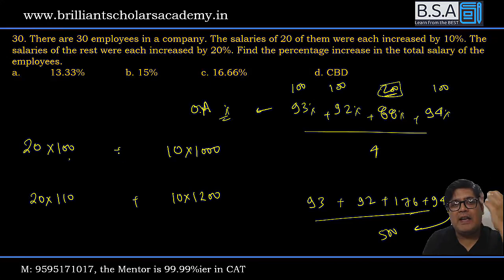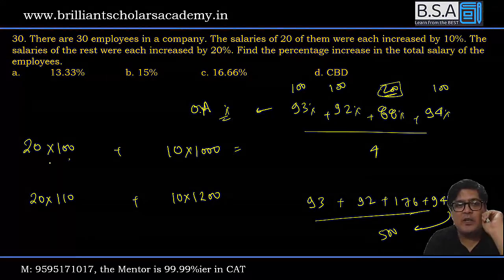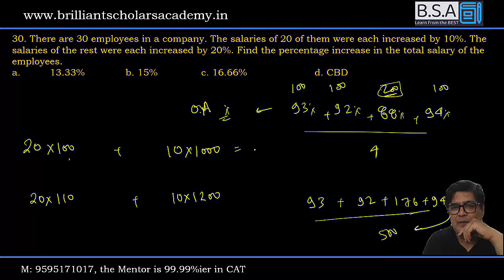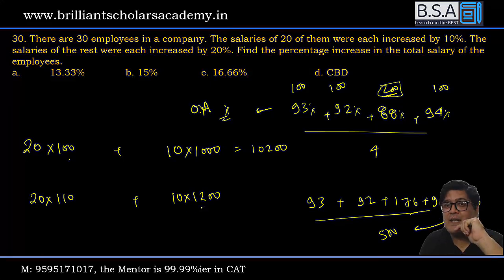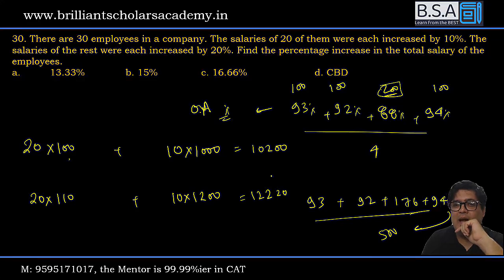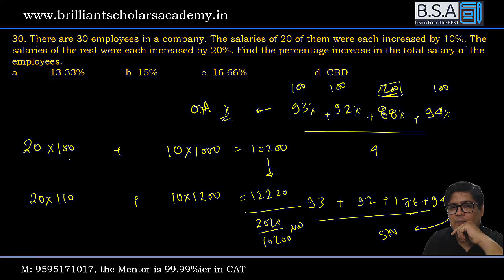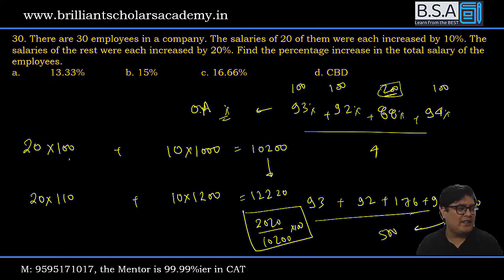एक बार total निकाल दो आप. What was the earlier total? 200 plus 10,000. So 10,200. What is the total salary now? ये 12,000 है और ये 220 है. So 12,220. अभी आप देखो what is the growth here. Do you see the growth is 2020 upon 10200. इसको 100 लगा के देखो, 13.33 आता है क्या? Let us check. Is that 13.33?